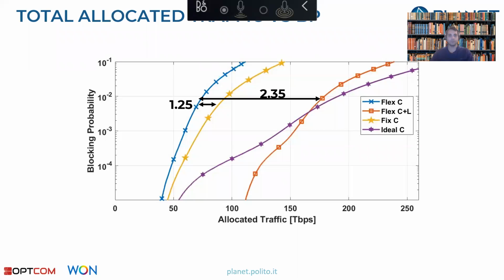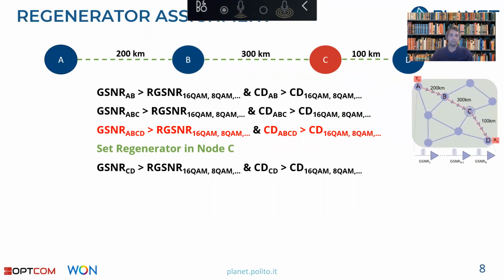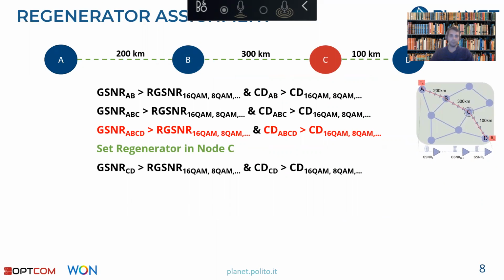But when we put signal regeneration in our networks and remain in the single band, we see that the capacity increases only 25%. So the strategy that we use for regenerator assignment in our work is like this. If you consider node A as a transmitter and node D as a receiver, our algorithm continuously checks the light path and then assigns the regenerators. In this example, only one regenerator is assigned, in node C.